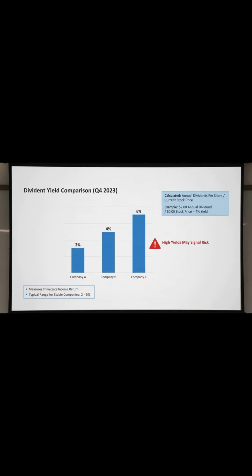However, interpreting it requires nuance. A very high yield might signal underlying problems, such as a recent drastic stock price drop, while very low yields might indicate a growth-focused company that reinvests most earnings. Stable, mature companies often target yields between 2% and 5%, balancing investor income with reinvestment needs.